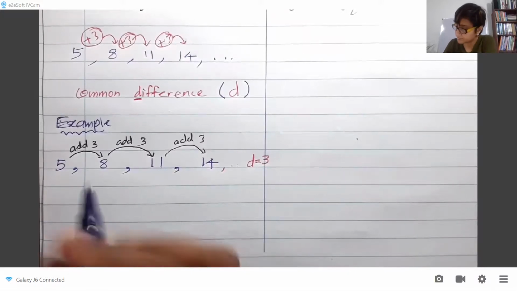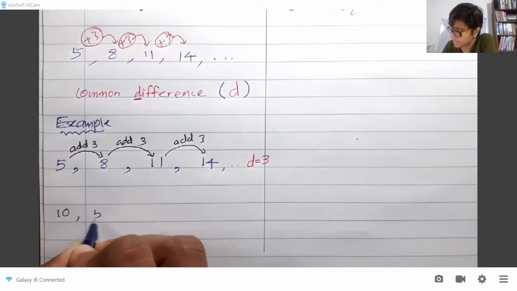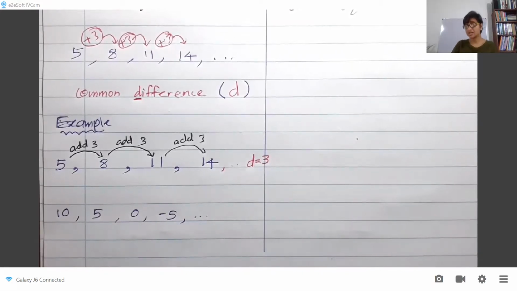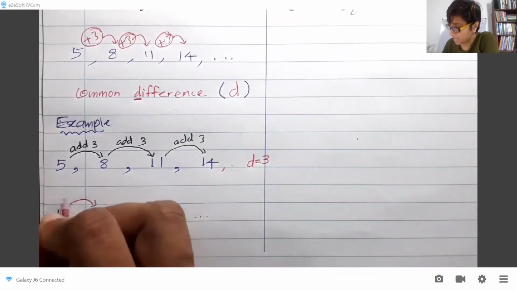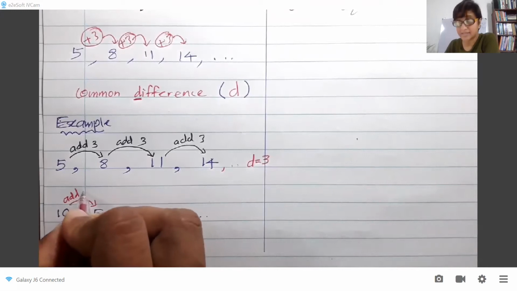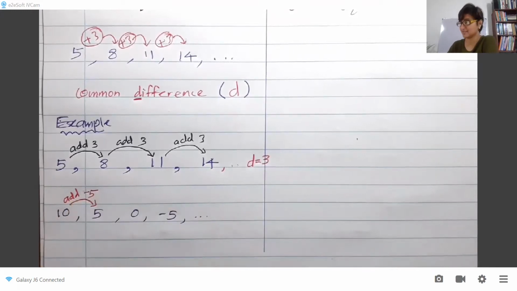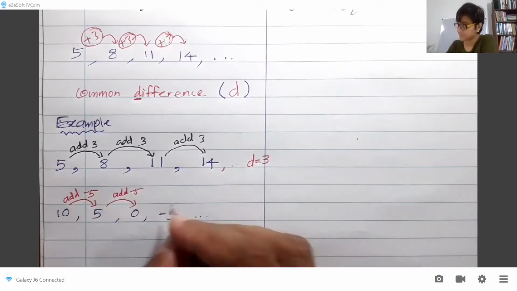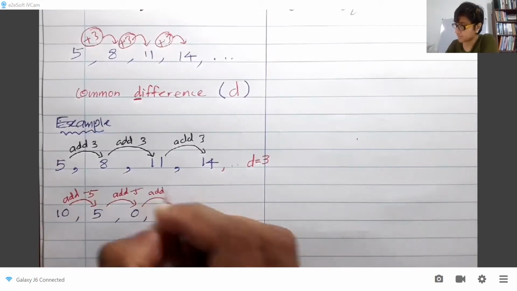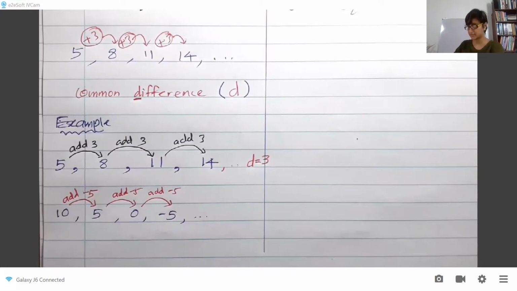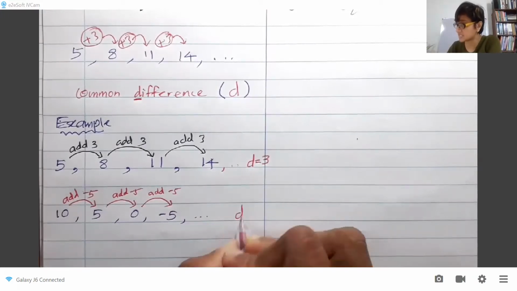Here's another example: 10, 5, 0, -5, and so on. Is it an arithmetic sequence? Let's see. What do I have to add to 10 to get 5? Add a -5. Then add a -5 to 5, you get 0. Add a negative 5 to 0, you get negative 5. So this is an arithmetic sequence, and the D for this sequence is negative 5.